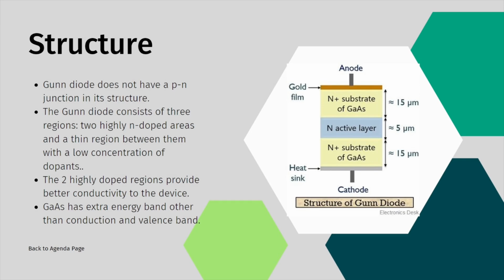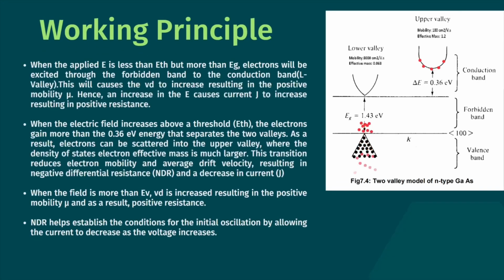Now let's look at the structure of a Gunn diode. At its core, it is a piece of n-type gallium arsenide, and the diode is constructed of two highly n-doped areas and a thin region between them with a low concentration of dopants, which is what we call the active region. The two highly doped regions provide better conductivity to the device. The Gunn diode also has two ohmic contacts at either end, which are used to connect it to an external circuit. And gallium arsenide has an extra energy band, which is a unique characteristic compared to other semiconductors, what we call the upper valley and lower valley levels.